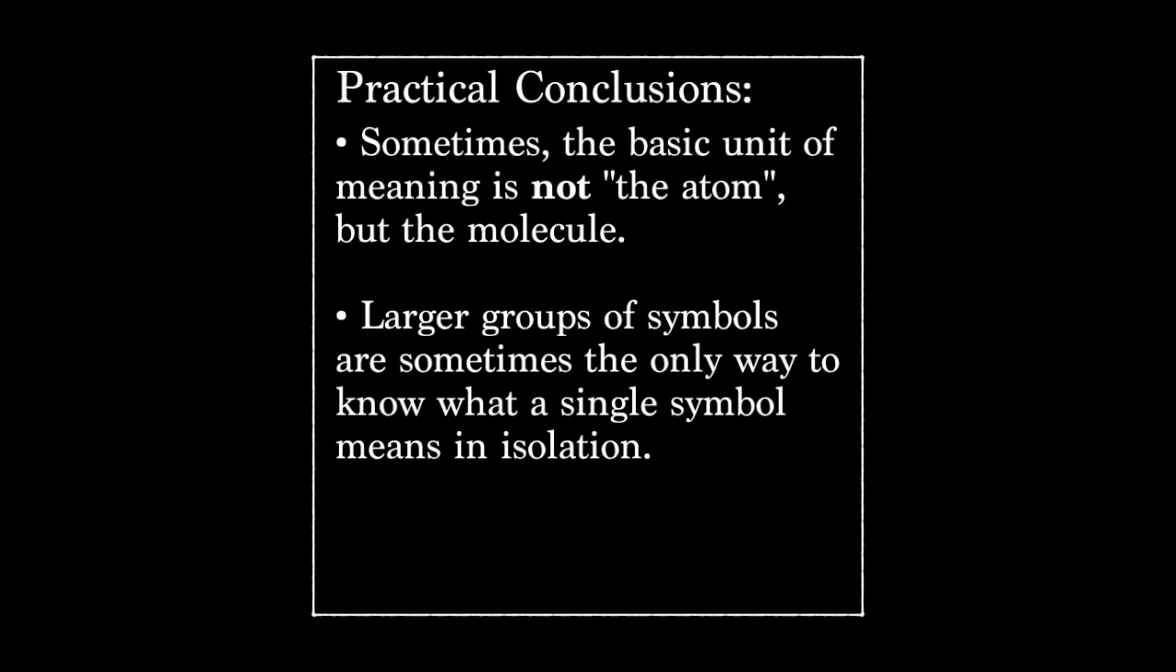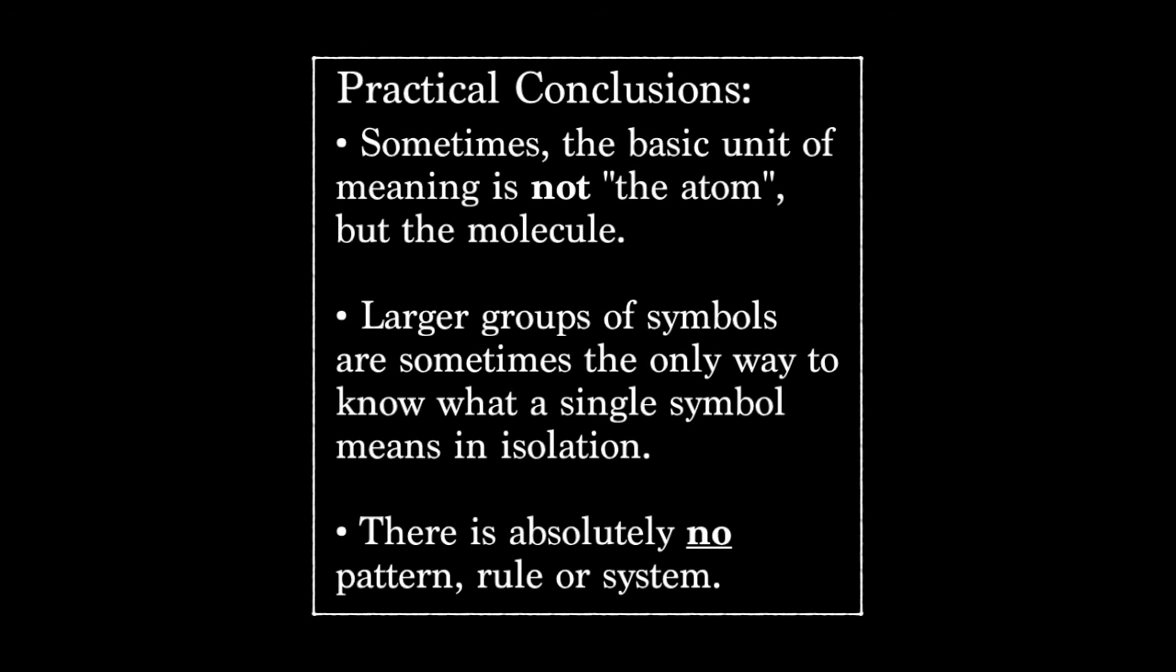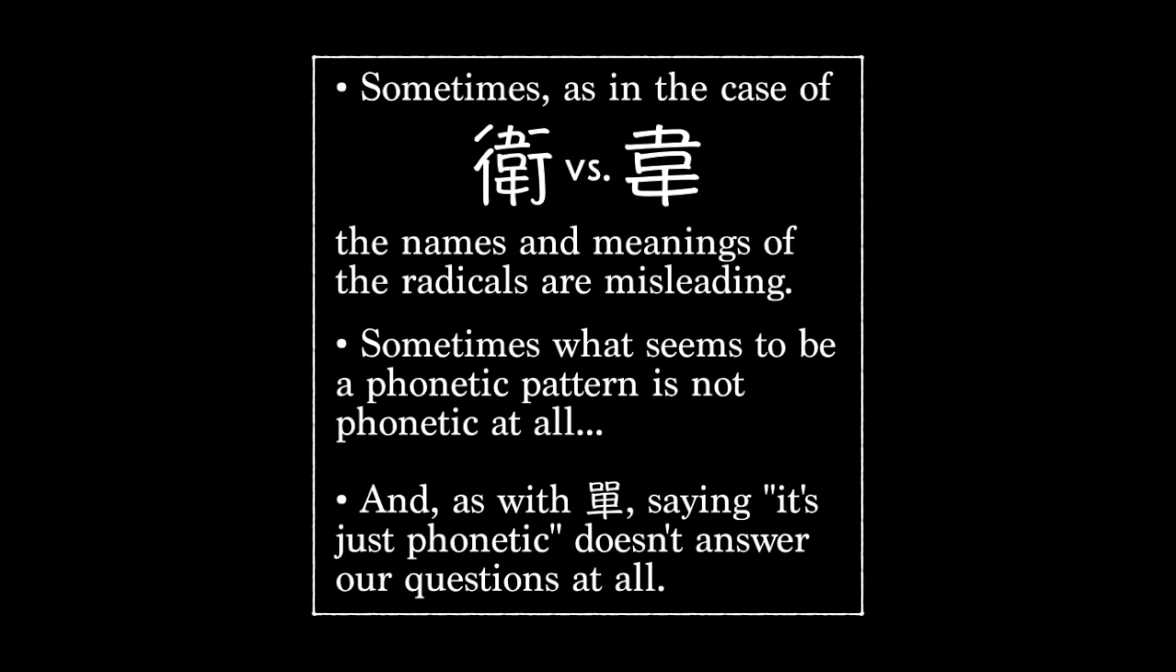So, our practical conclusions here run contrary to the logic presumed by the system of radicals. Sometimes the basic unit of meaning is not the atom, but the molecule. Larger groups of symbols are sometimes the only way to know what a single symbol means in isolation. However, there is absolutely no pattern, rule, or system involved. We just have observations to compare to other observations.